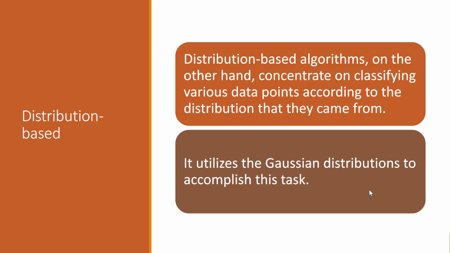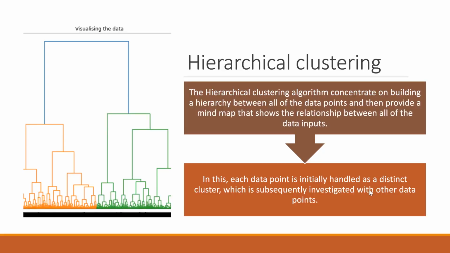So this was all about distribution based clustering. Let's move forward and see an overview of hierarchical clustering. The hierarchical clustering algorithm concentrates on building a hierarchy between all of the data points and then provides a mind map that shows the relationship between all the data inputs. For instance, taxonomies can be utilized to comprehend the hierarchical clustering method, which enables us to discover hierarchy and the ensuing relationship among the diverse data points.